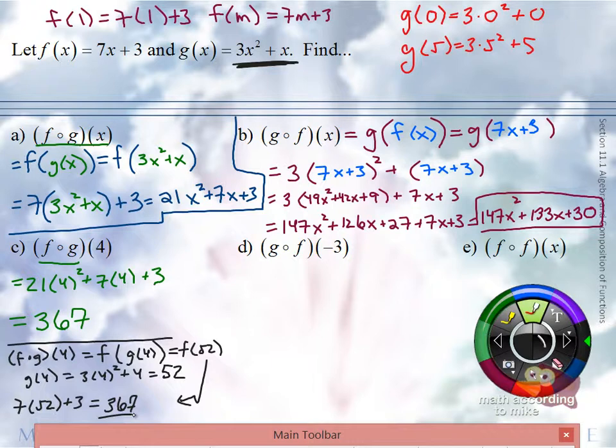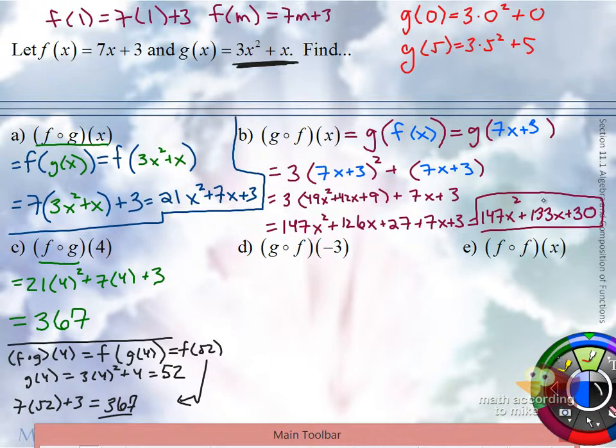So D, G circle F of negative 3 references part B. Since we found G circle F to be this function here, then we can put in negative 3 for all those x's. I got 954.